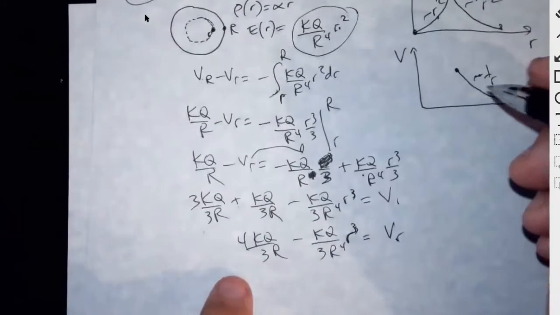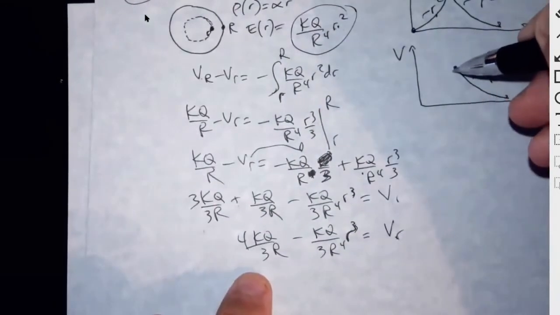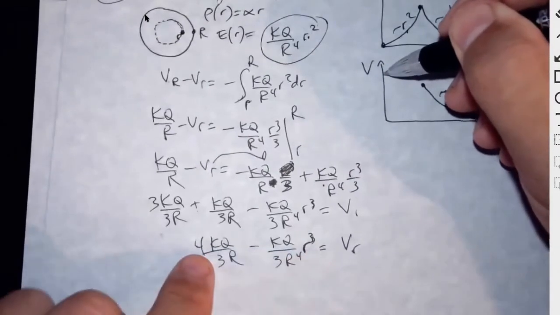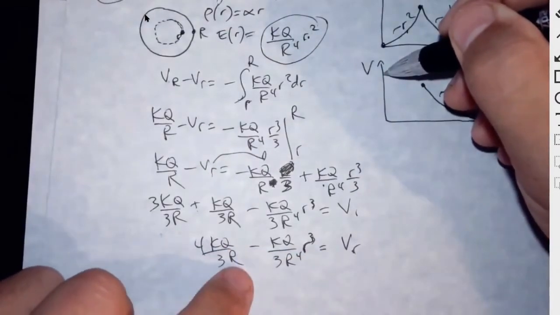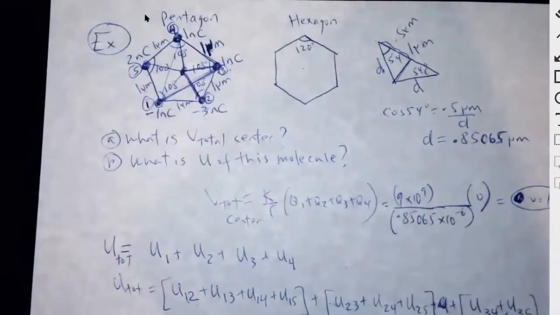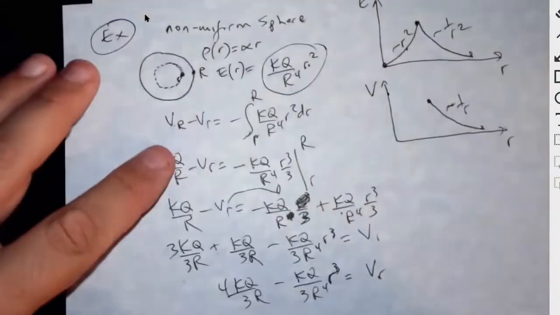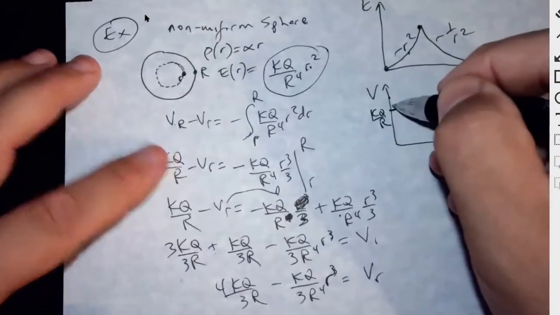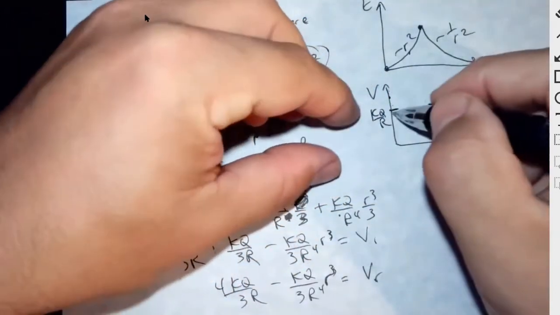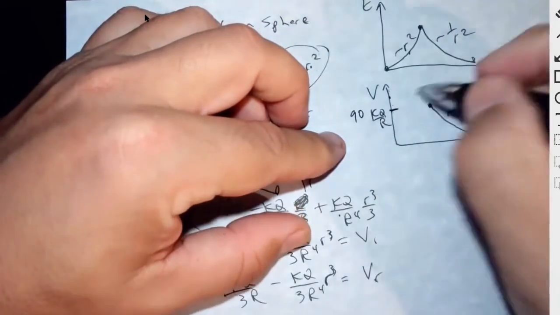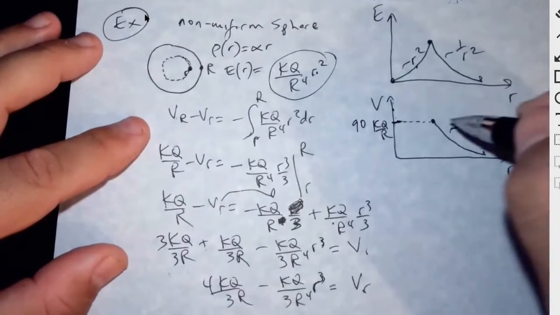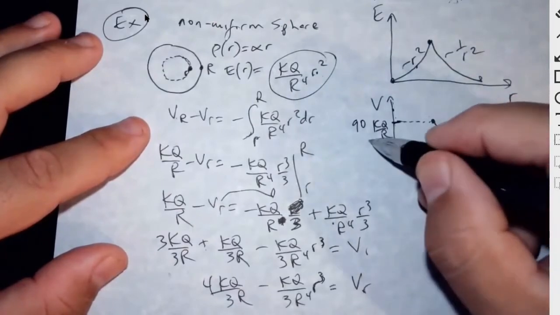So yeah, it does look like a function that's kind of coming down, but it's coming down cubically. So where does it start? It starts at 4/3 KQ over R. The other one started out as 3/2, right? So the other one started out, this is KQ over R. The other one started 1.5. So if this one was 90 volts, and then this one was 45 volts.